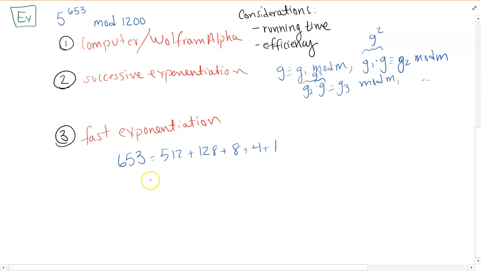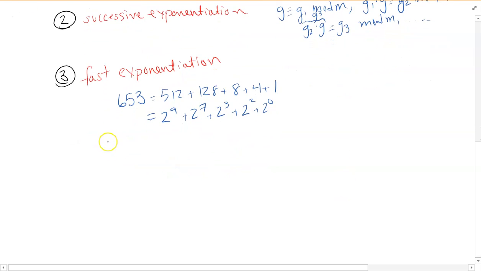Which, in terms of powers of 2, is 2 to the 9th plus 2 to the 7th plus 2 to the 3rd plus 2 squared plus, and actually that'd be 2 to the 0. And so then what you do with that breakdown is you return to your original problem. So 5 to the 653 is equal to 5 to the power of 2 to the 9th plus 2 to the 7th, I'm just substituting here, 2 to the 3rd plus 2 squared plus 2 to the 0.